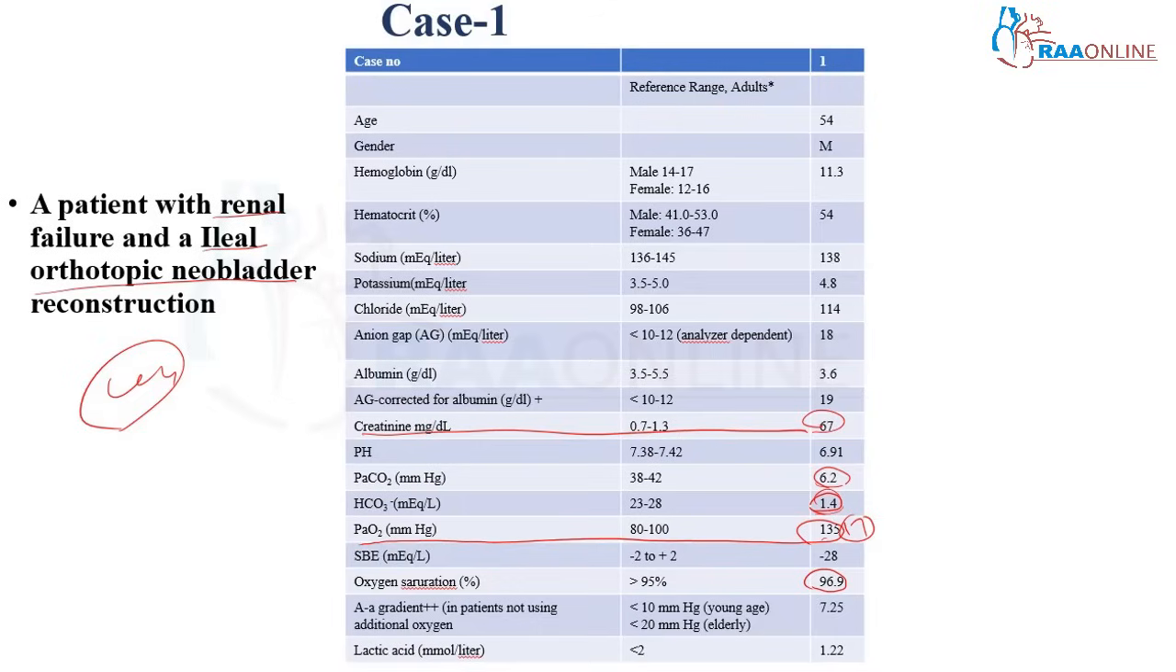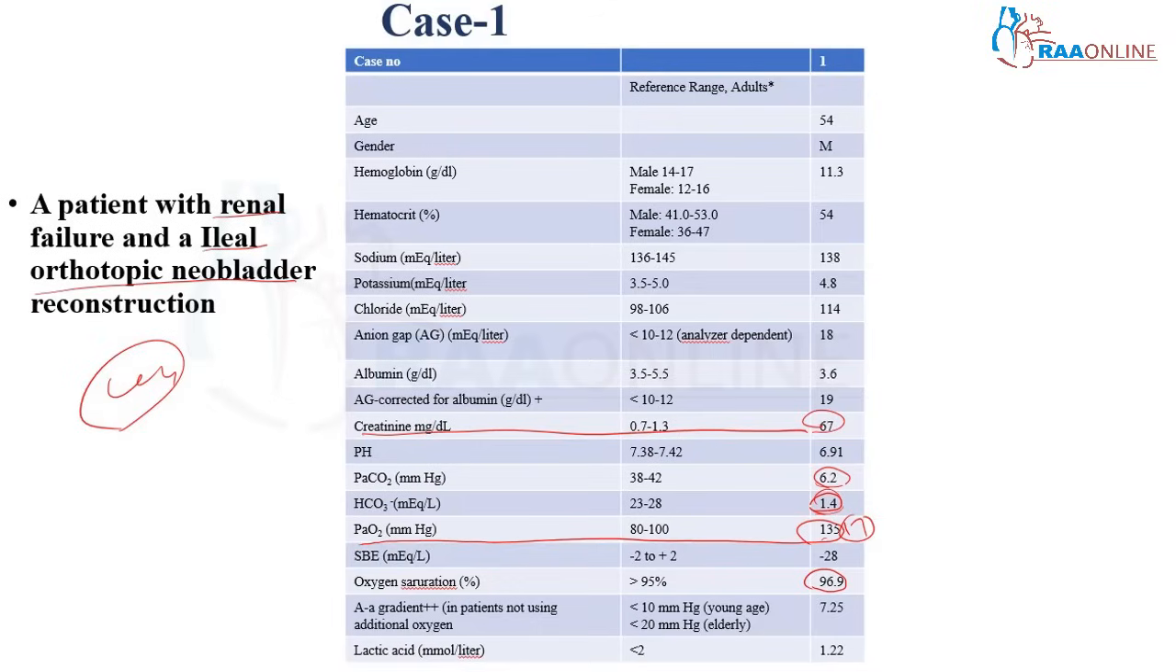That is what we call it when a second acid base disorder is associated with the primary acid base disorder. We will take one case: a patient with renal failure and an ileal orthotopic neobladder, an ileal conduit for some CA bladder. He is already on chemotherapy with cisplatin or something. So, we are checking the values here.